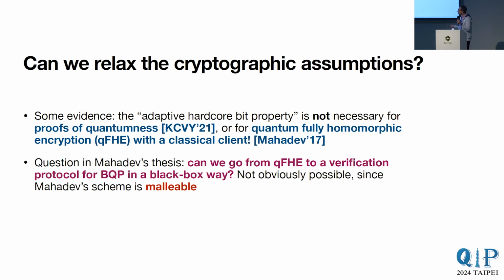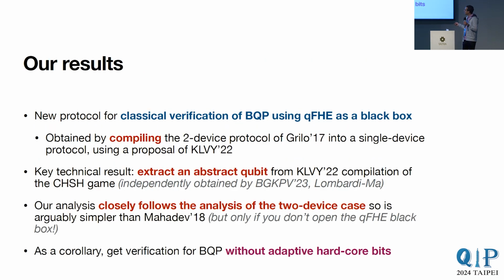And this is actually one thing in particular that was shown by Mahadev in an earlier work: without this assumption, you can achieve something that's still pretty powerful, something called quantum fully homomorphic encryption. That's the ability to have a client manipulate encrypted quantum data. And a question she posed in her thesis is, is there a way to go in a black box way from quantum fully homomorphic encryption to verifying all of BQP? It didn't seem entirely obvious how to do this, but maybe there was a suggestion that this might be possible.